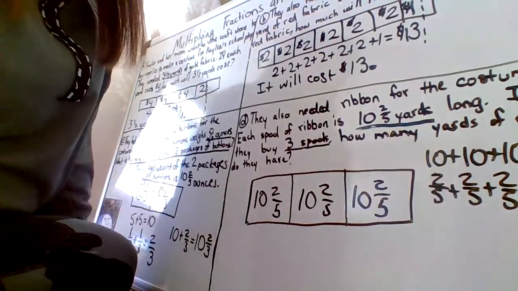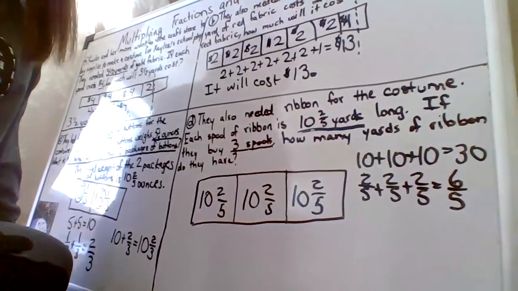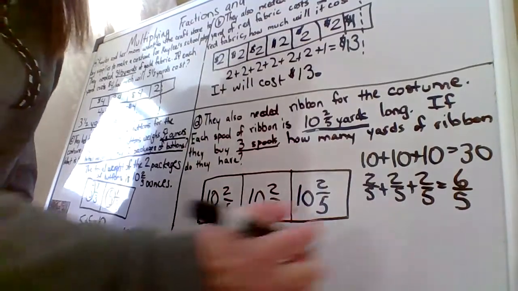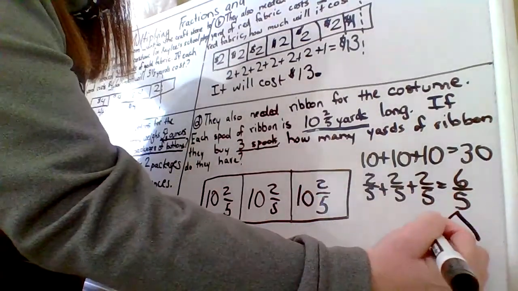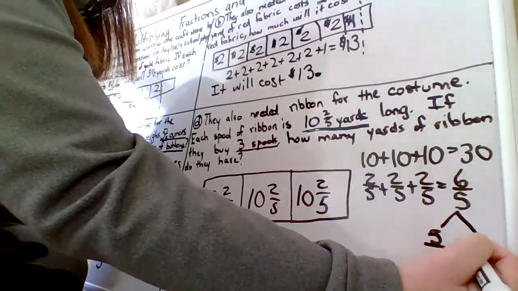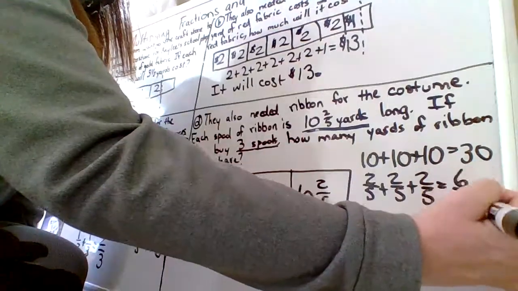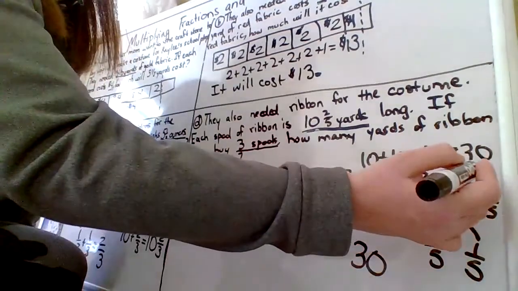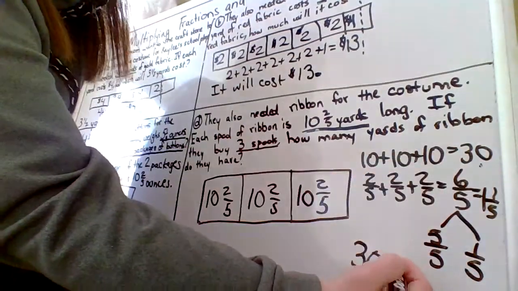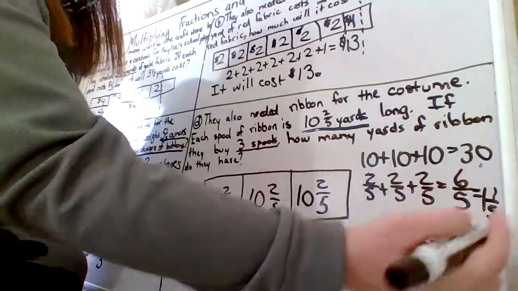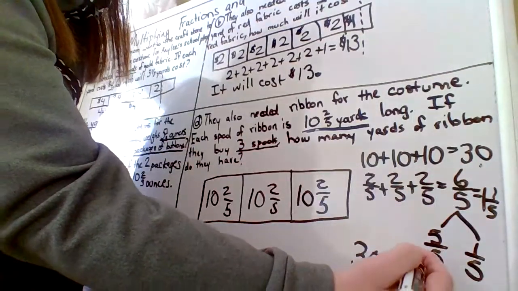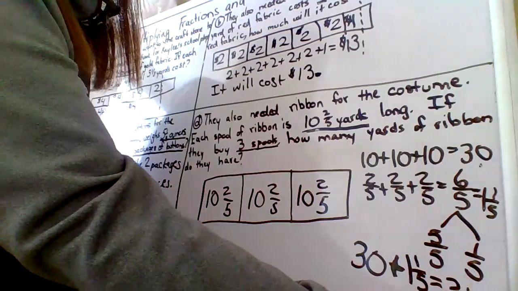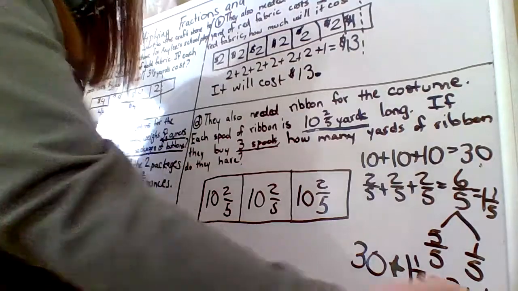Now remember, before we left for vacation, we learned about number bonding our improper fractions. So 6/5 is equal to 5/5 plus 1/5, or 1 and 1/5. So now we have to add our 30 from our whole number plus our mixed number, which is 1 and 1/5. 30 plus 1 is 31, and then we have 1/5.